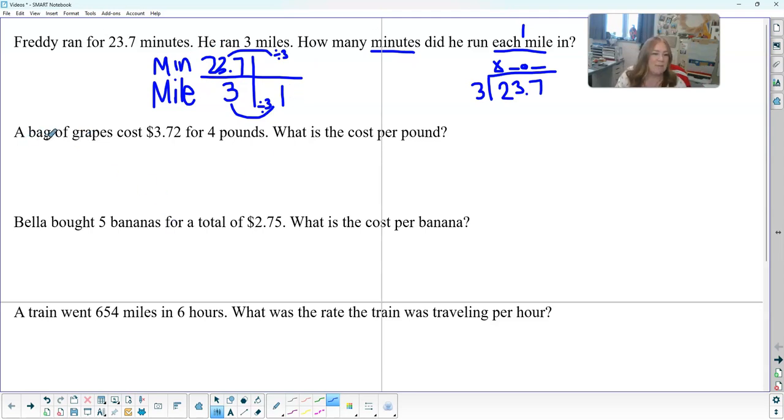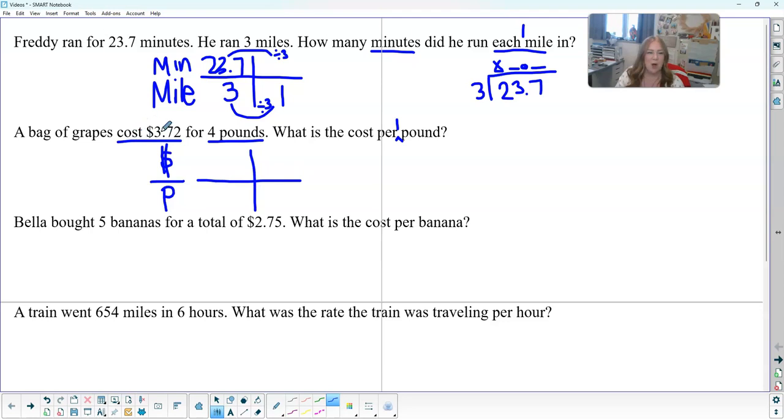So now we have a bag of grapes that cost $3.72, and that was for 4 pounds. What is the cost per pound? How many pounds? 1 pound. Per means 1, and pound is singular. So let's set up our things. We have money, or cost, or a bag of grapes, however you want to, as long as you know what your label means, it's okay. So I'm going to do money, and then I'm going to put P for pounds. So I'm going to set up my chart here.